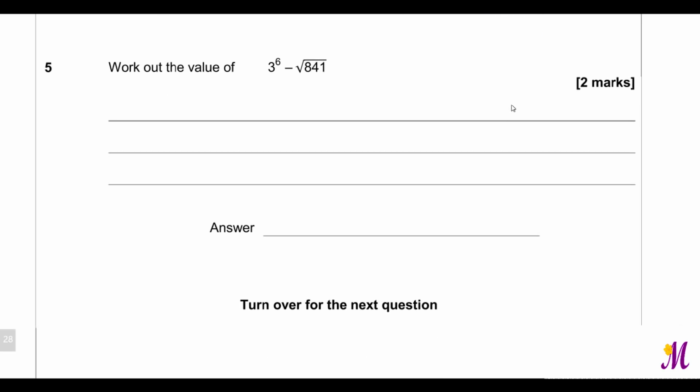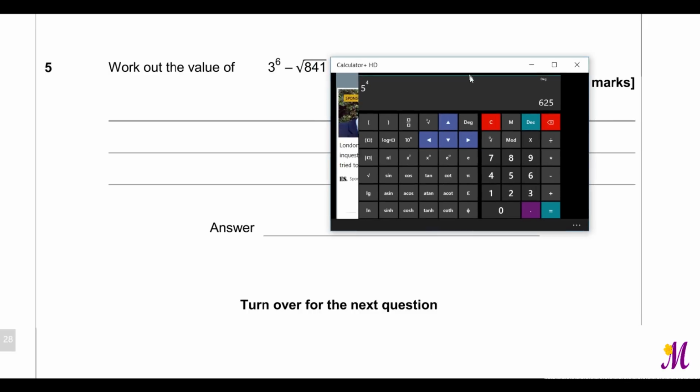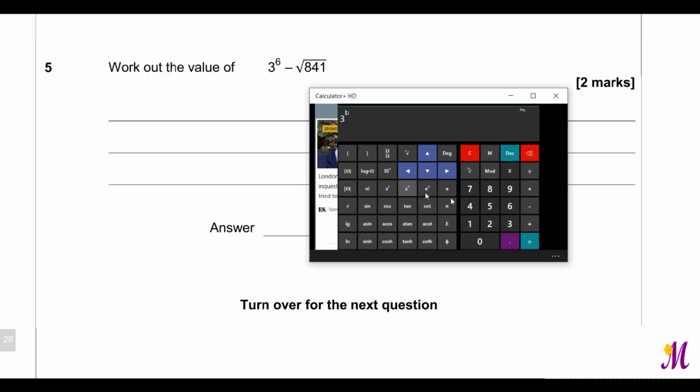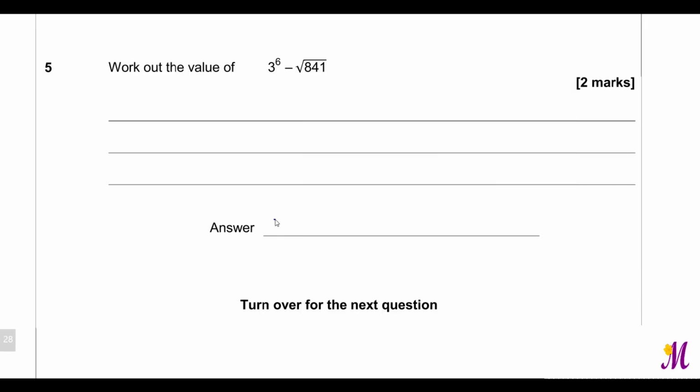Question 5. Work out the value of 3 to the power of 6 minus the square root of 841. Time for a calculator again. 3 to the power of 6 and then minus the square root of 841. So let's check it out. It's 700. So it's quite a straightforward calculation actually. That's good. 700. We don't need to show any calculation actually because we did it on the calculator.